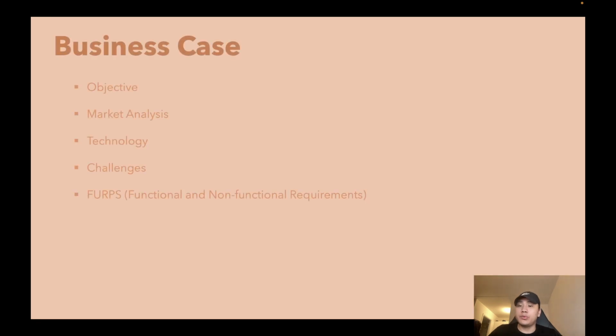The next thing that we're going to talk about is our business case. Basically, our business case addresses two critical aspects of our system, which are a predictor model for the likelihood of getting a heart disease and user access to a medication web shop. In our report, you can read further into these different cases, which are objective, market analysis, technology, challenges, and FERPS, which is a model we've been using to define our functional and non-functional requirements, which actually has been a central and guiding model throughout our development phase.